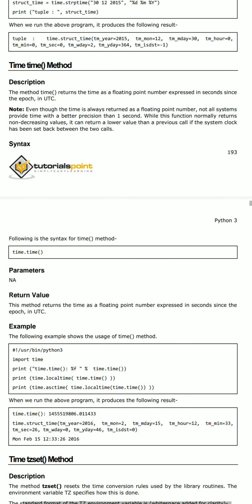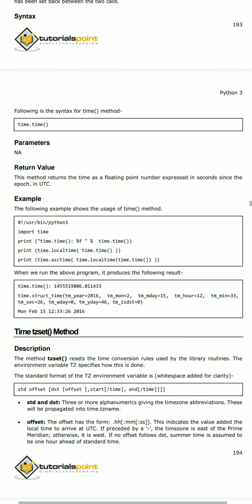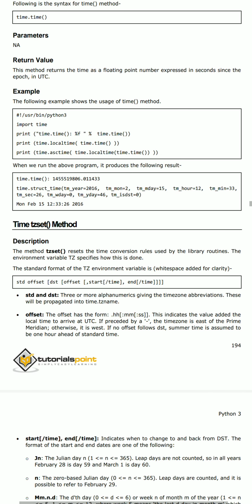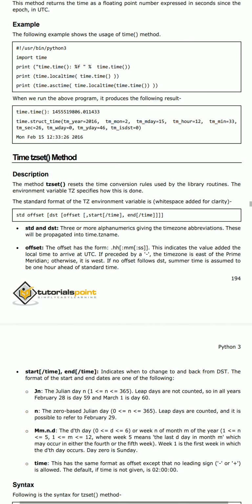This method returns the time as a floating point number expressed in seconds since the epoch, in UTC. The syntax is time.time. The program is: import time, that is time.time, and next printing the local time and representing the asctime onto the output screen.